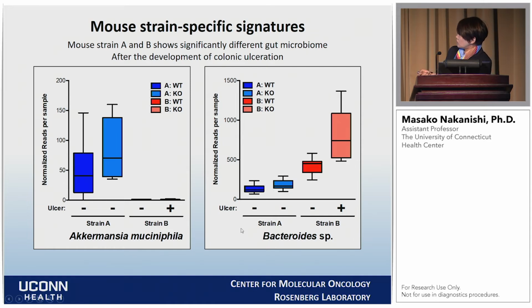And we saw more of this profile in the analysis, where strain B is missing some bacteria or significantly lower compared to the strain A. And many of those bacteria were butyrate producers, suggesting that, since butyrate is a primary energy source for colonic epithelial cells, the strain B mice might have less healthy epithelial cells to start with, therefore becoming more prone to inflammatory signals.